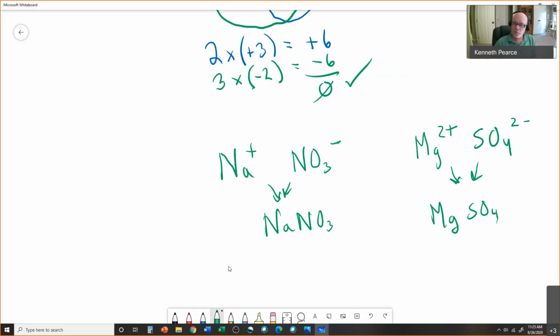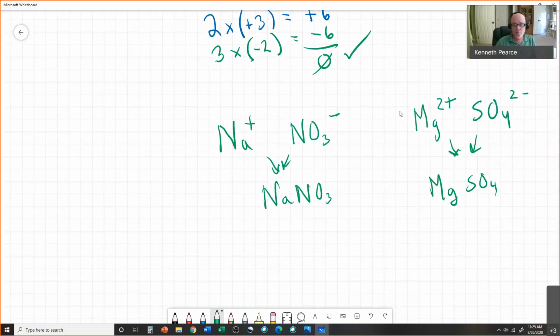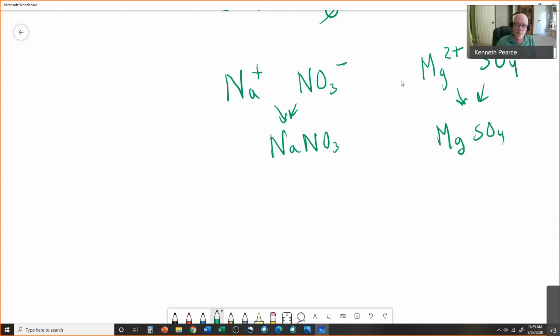So now we can also pull these things apart when we do dissociation, and we're going to do that in chapter 4, when we have aqueous chemistry. Keep in mind, the atoms come out. And polyatomics, you don't bust them up. You just go ahead and put the charge on there.